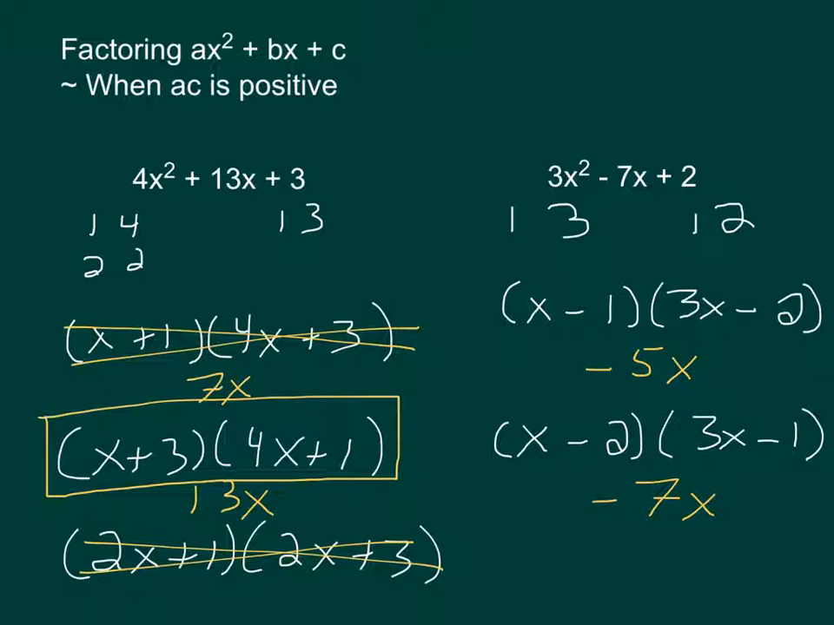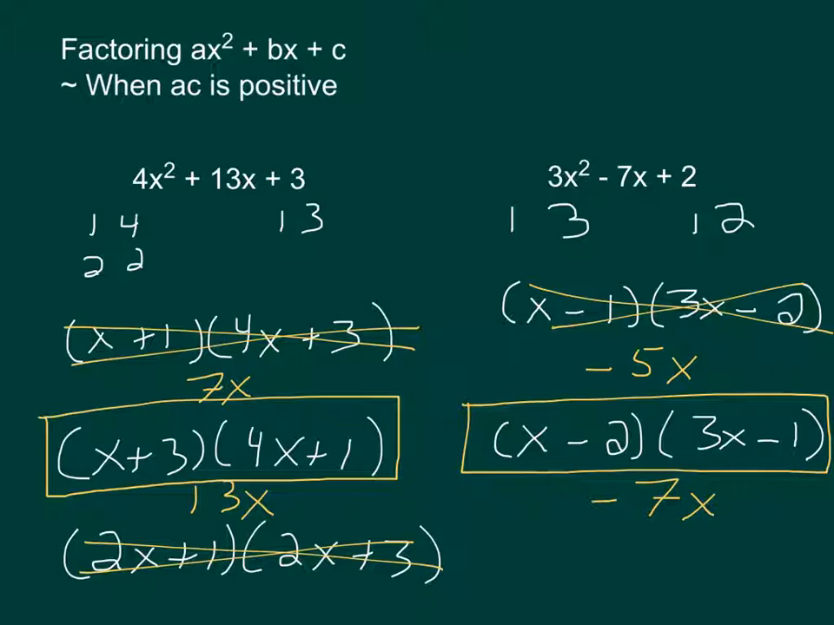And on the bottom, when I multiply, I've got negative x and negative 6x, which combines to be negative 7x. That's just the outside and inside combined. That's the one that I want. That matches the negative 7x in the middle of my original. So I do not want to use the first factored form, but I do want to use the second. You can multiply that out just to double check, but that will be the factored form of 3x squared minus 7x plus 2.